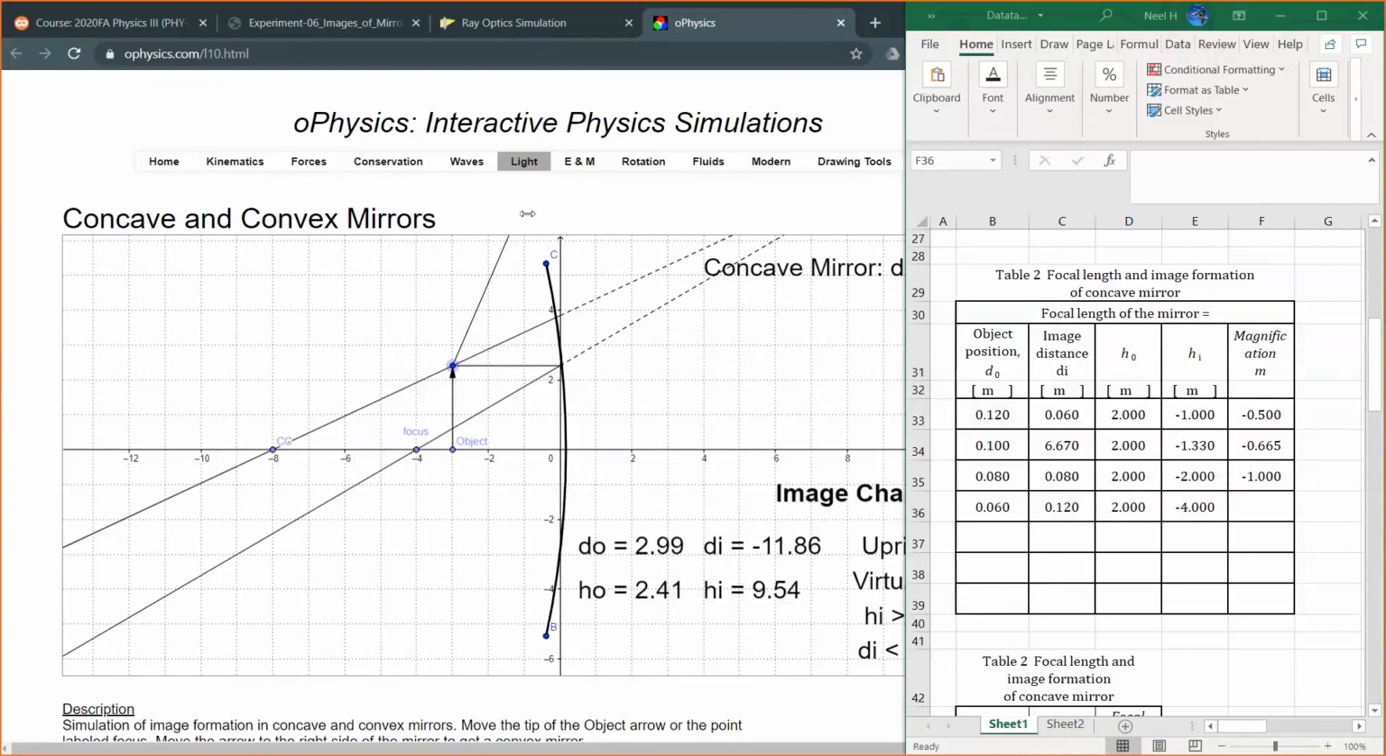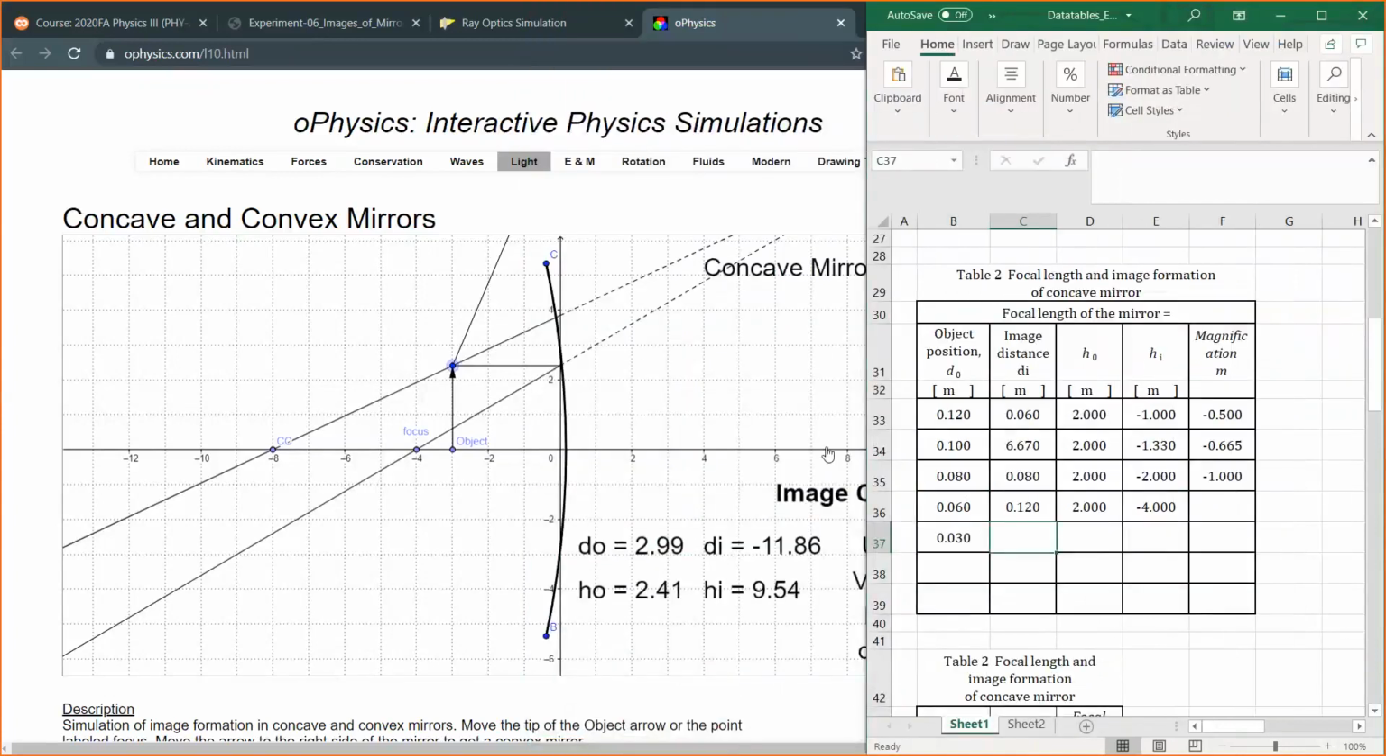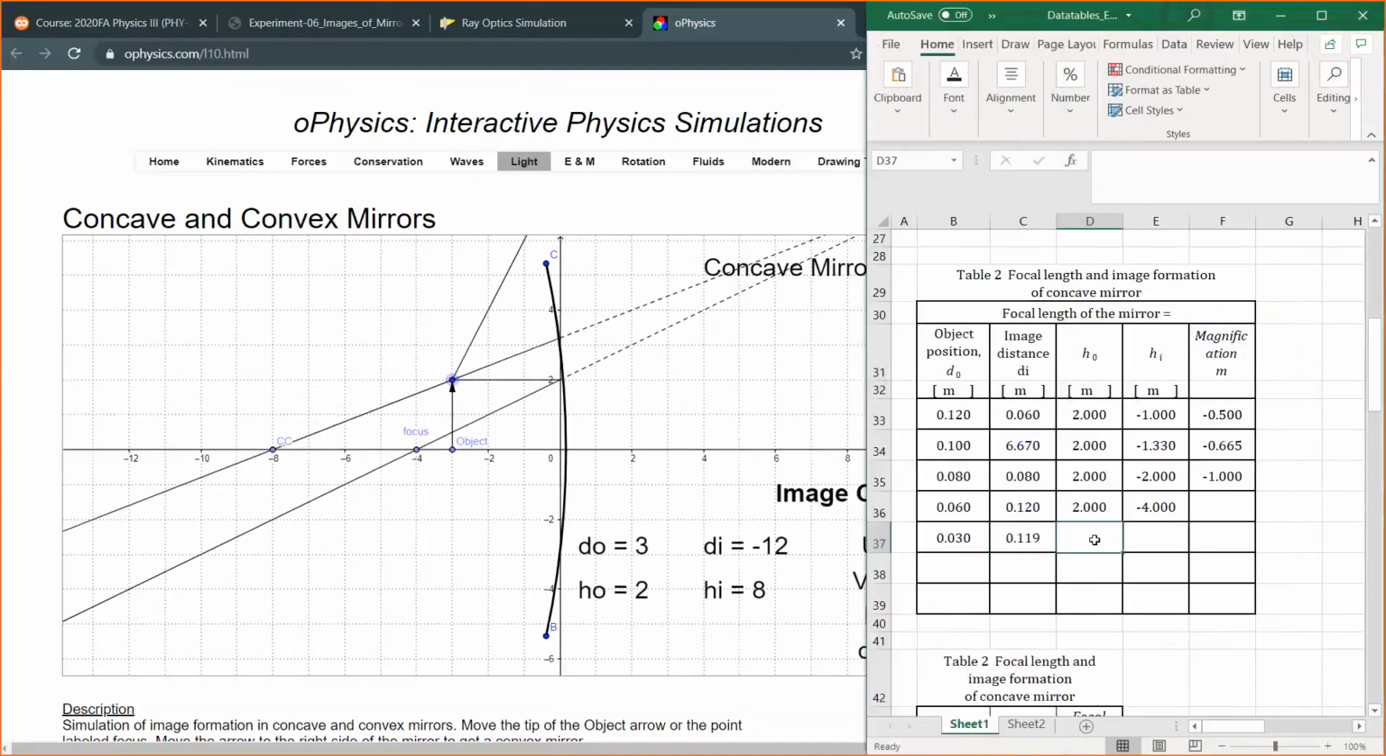Take a look, this seems to be okay. Good, 0.03, and the image is now at about 11.86, 0.1186. And then h0 is still the same. I have to have exactly the 2 centimeter height object. I'm not going to change the object size at all. However, the image size now changes much. Now it becomes, you can see, much larger.